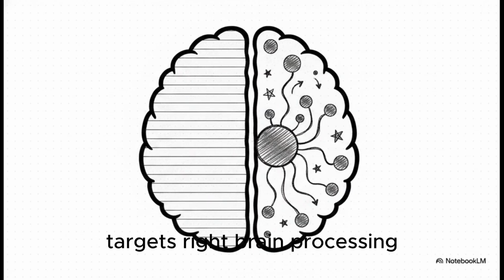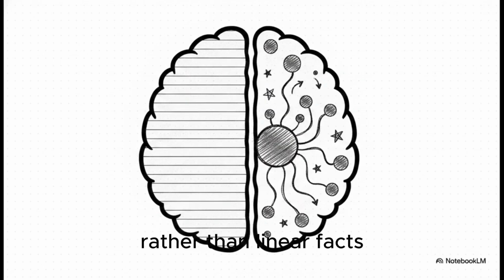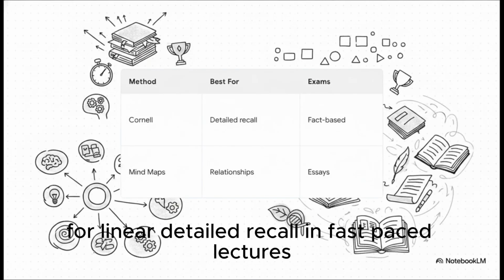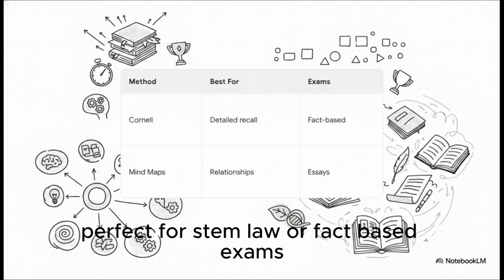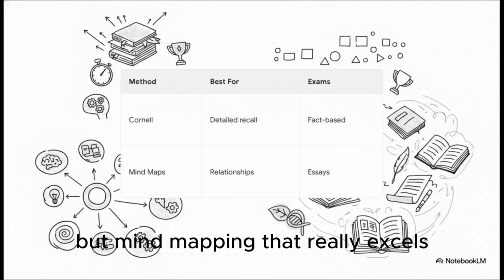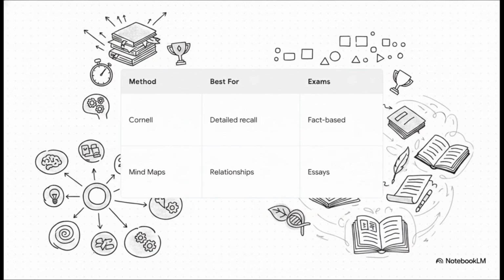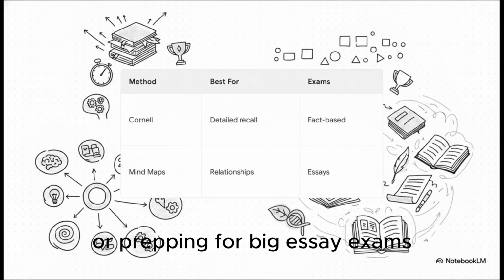Mind mapping, on the other hand, targets right brain processing. It's much more visual, spatial, and built for understanding conceptual relationships rather than linear facts. Looking at them side by side, we can see that Cornell is absolutely supreme for linear, detailed recall in fast-paced lectures, perfect for STEM, law, or fact-based exams. But mind mapping really excels when you need to understand creative, radial relationships between broad concepts, making it ideal for creative subjects or prepping for big essay exams.